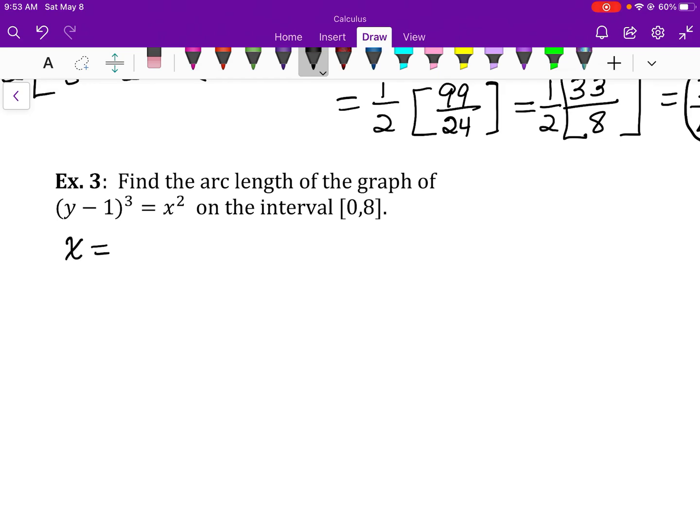I tried doing the problem earlier with the equation solved for y, and I found that when I was ready to integrate what was under the radical, it was quite difficult. So I think you'll find this one to be a lot easier if you solve it for x.